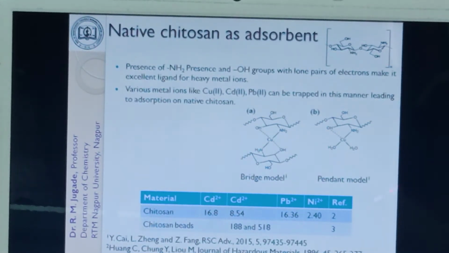Two important models I have cited here from the literature. One is called the bridge model, where environmentally important metals like copper, cadmium or lead get trapped into the matrix of chitosan by bonding with the NH2 group and OH group. The second model is the pendant model. In the bridge model, there are two chitosan chains, and in between them the copper ion is trapped by coordinate bonding, whereas in the pendant model there are two waters of hydration associated with copper and only two bonds are formed with the OH and NH2 groups. Both models are available, and this leads to good adsorption capacity of chitosan towards cadmium, then lead, nickel, etc. These are a few references from the literature from where I have taken this.